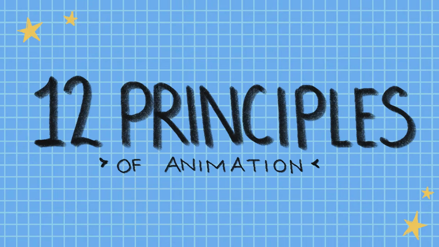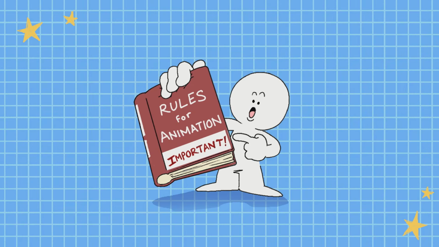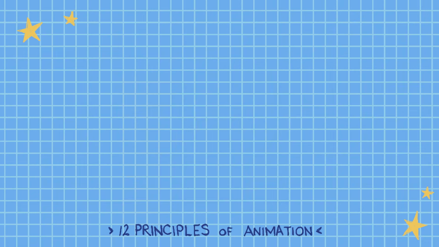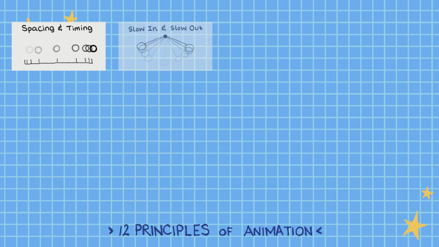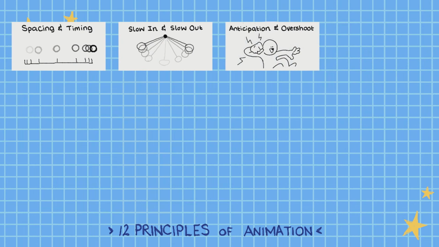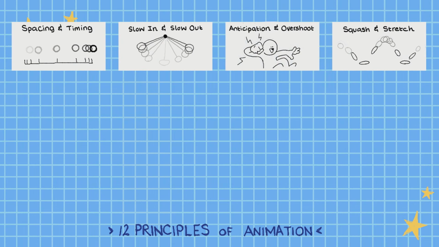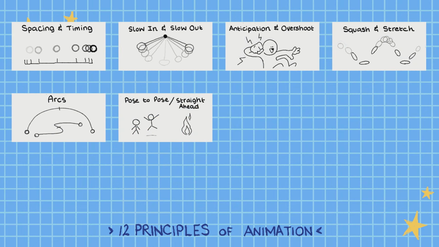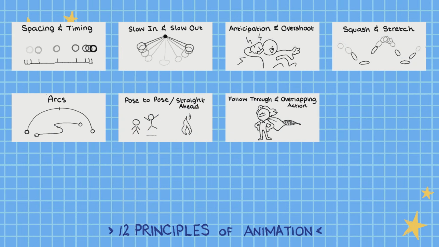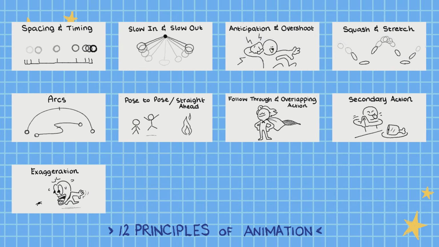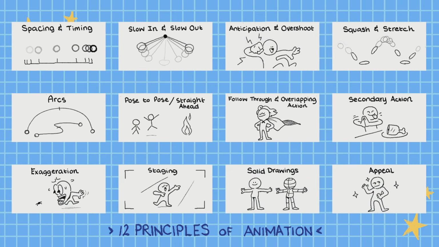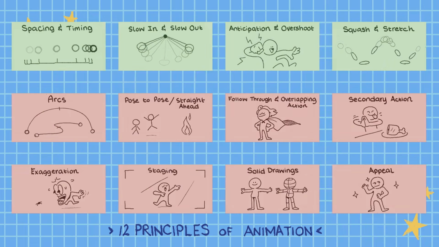Okay, so in the world of animation, we have what's called the 12 principles of animation, which are essentially the foundation or guidelines of what makes a drawing come to life. These principles include spacing and timing, slow in and slow out, anticipation and overshoot, squash and stretch, arcs, pose to pose and straight ahead, follow through and overlapping action, secondary action, exaggeration, staging, solid drawings, and appeal. However, I will be going over a selective few that I think are the most important to help you just get started, with some bonus tips included.